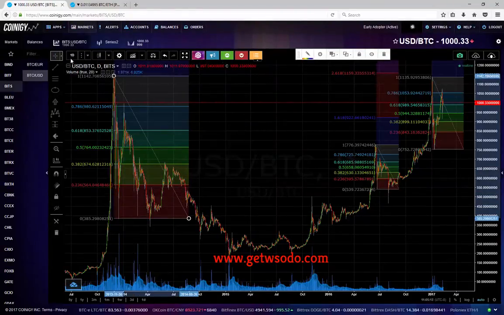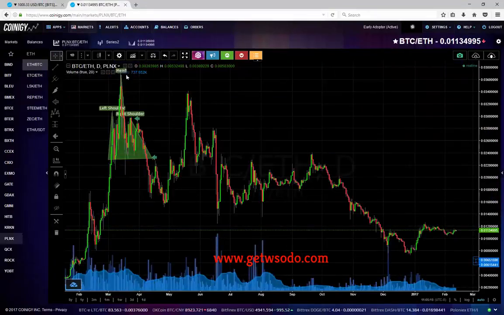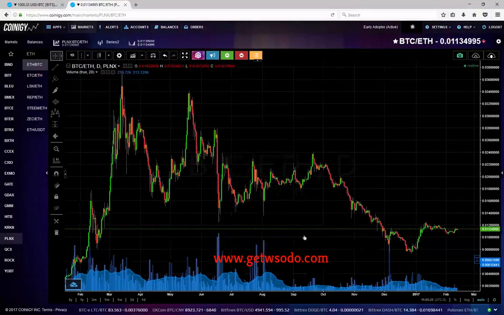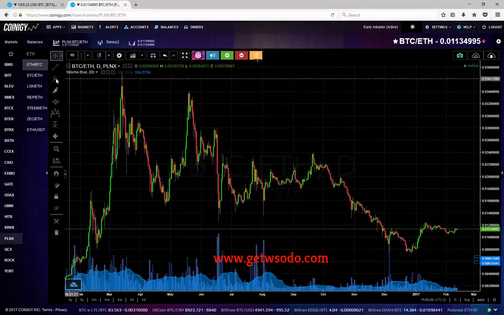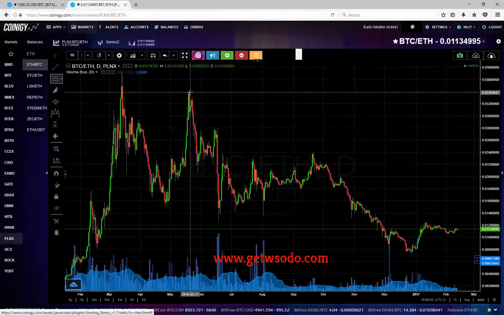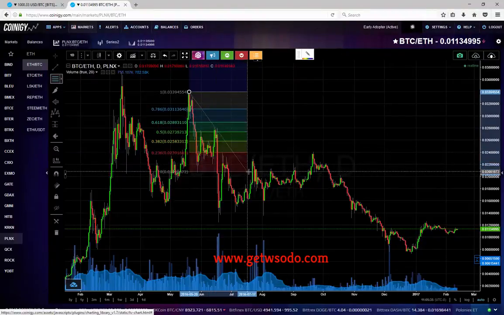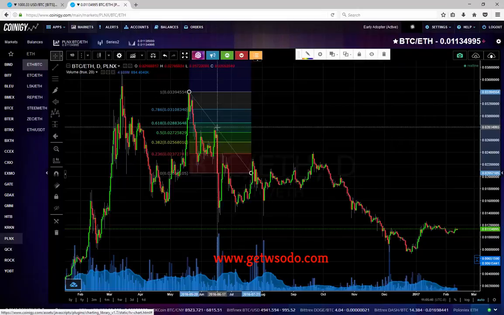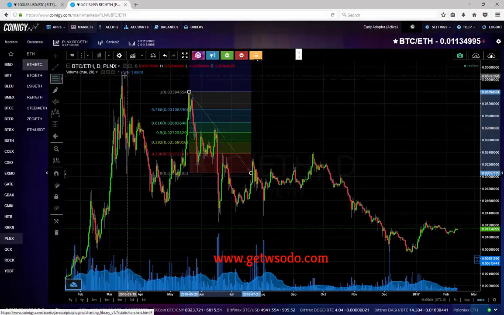So let's look at that with an altcoin. Let's take Ethereum for example. Now this works better on liquid markets, so I'm showing Ethereum because it's a more liquid market. But as we can see here, it just kind of creeps up right in between 50 and 61.8% retracement.